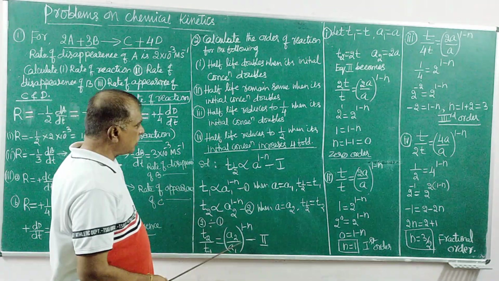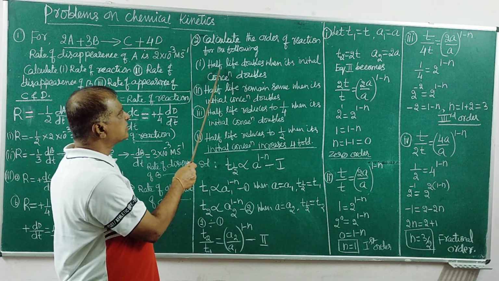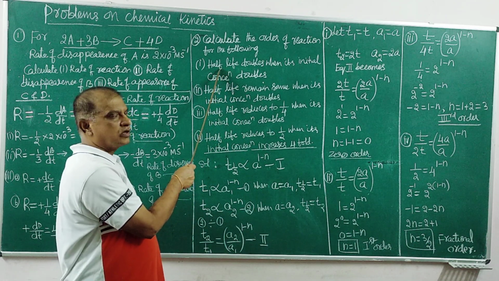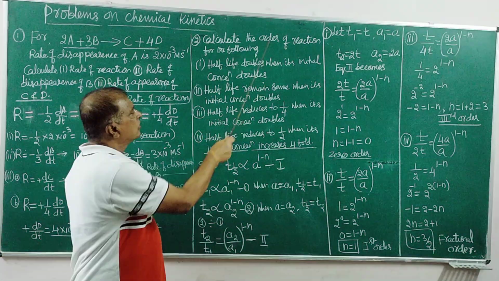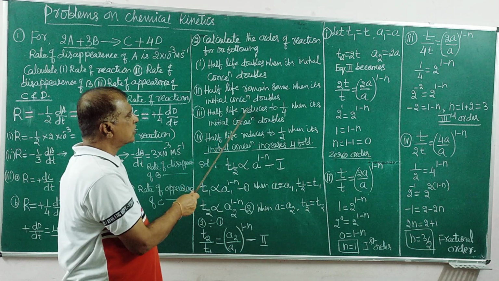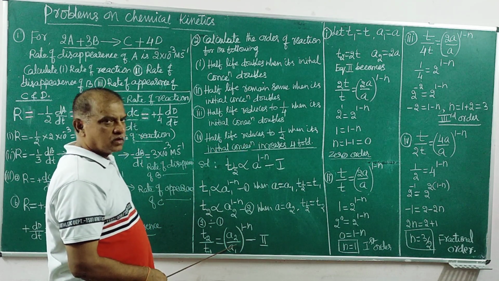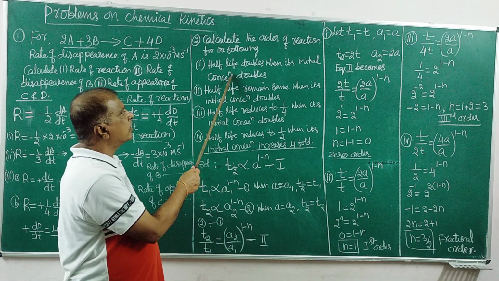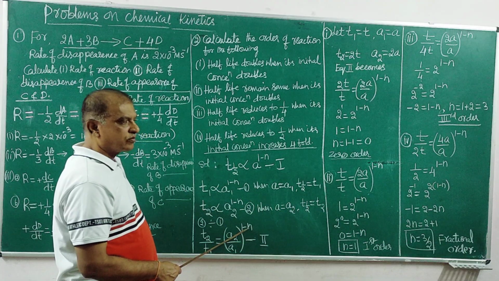That is, we can solve all these problems. These are the experimental data. You have to calculate the order of the reaction. For this data, 4 data are given. So using this equation, feed the data into this equation and evaluate for n.